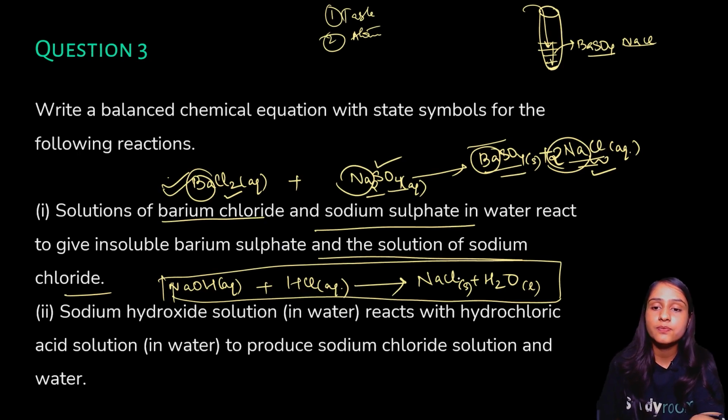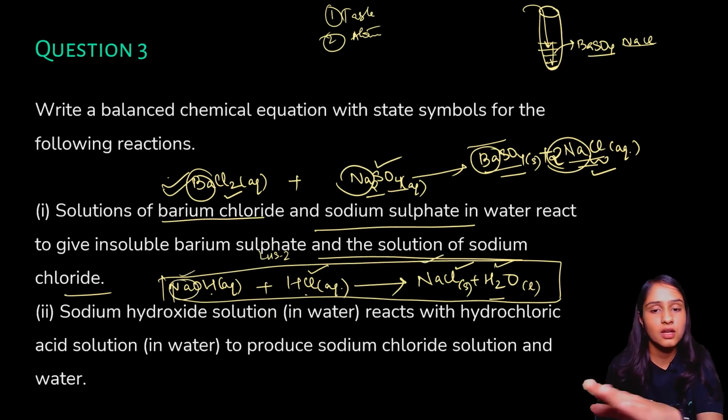And here you see that 2H is present. So in LHS 2 hydrogen is present, and 2 hydrogen is present in RHS. This equation is balanced. Then 1 Cl. Then 1 sodium and 1 sodium. So this is a properly balanced chemical equation with the proper annotations representing the equation.